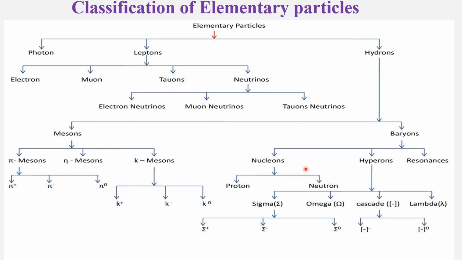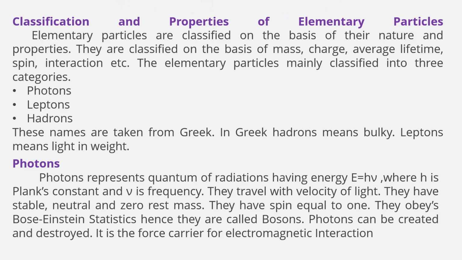And this diagram represents the classification of elementary particles. Here we can see that elementary particles are divided into three main categories. They are photons, leptons, and hadrons, and then electron, muon, tauons, neutrinos. Leptons are further classified into these four classifications, and this is again further divided, and we will discuss in detail about the classification of elementary particles in the next slide.